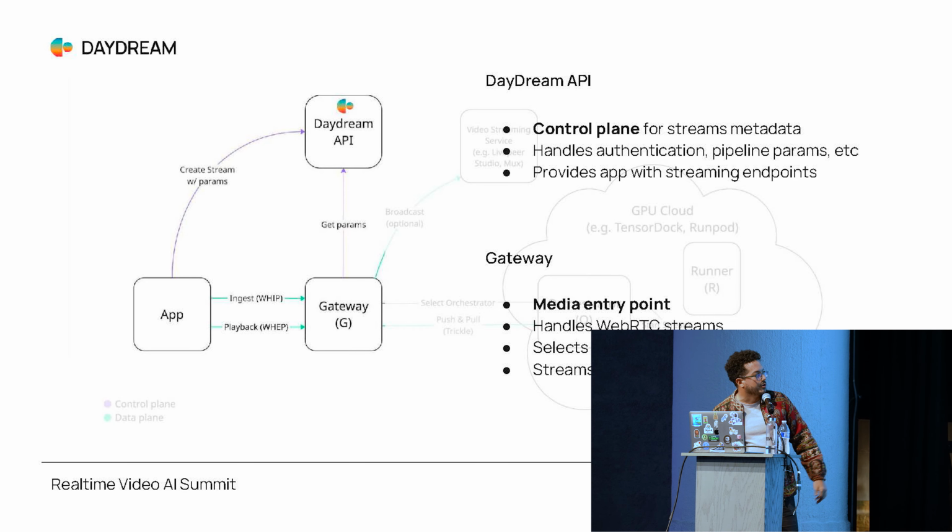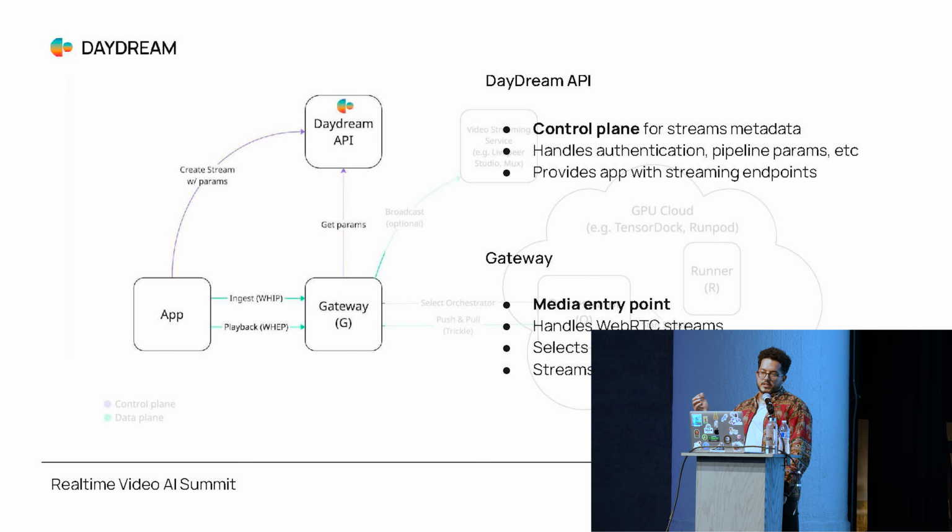Looking at the left side first, we have the app, which could be a web app. It could be a mobile app. It could be the Stream Diffusion plugin that we just saw as well from .simulate, Stream Diffusion TD. And the app calls the Daydream API. I like to think of the Daydream API as the control plane. So it defines what the streams are, what parameters to use for each pipeline, and it handles the authentication with the user.